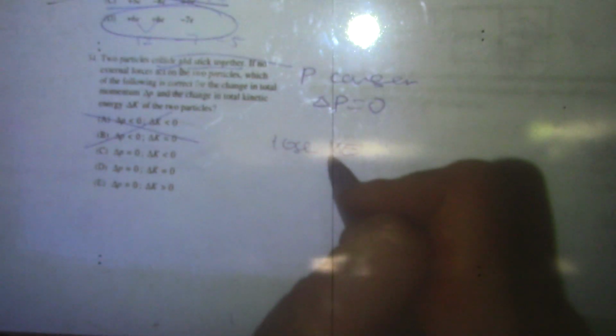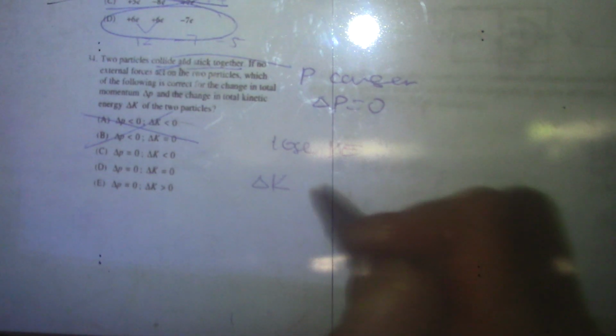Collide and stick together. So for a collision, P is definitely conserved, so delta P for the whole system should absolutely be 0 because momentum is conserved. When they stick together, you are going to lose kinetic energy. That's an inelastic collision, you lose kinetic energy, so delta K should be negative, which means less than 0, so C.